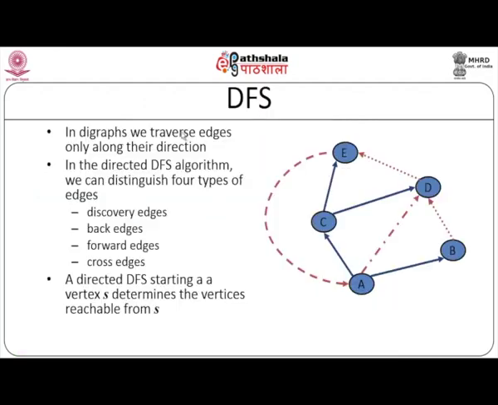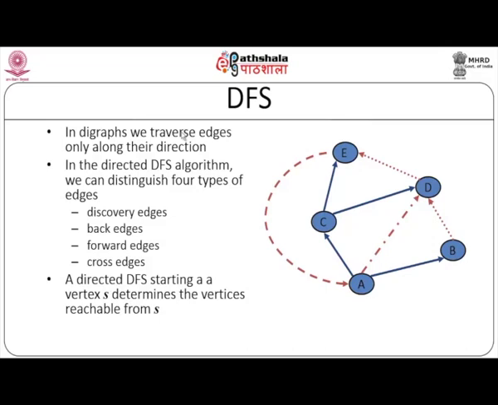Now, let us first look at depth first search. We have seen depth first search, or DFS as it is popularly called, more as a tree traversal system. Here we are looking at depth first search as a graph traversal. In directed graphs we traverse edges only along the direction of the edges. In the directed DFS algorithm we can distinguish 4 types of edges. This is a very interesting aspect. We are dividing the edges into 4: discovery edges, back edges, forward edges and cross edges. We will go into these in detail as we go along.